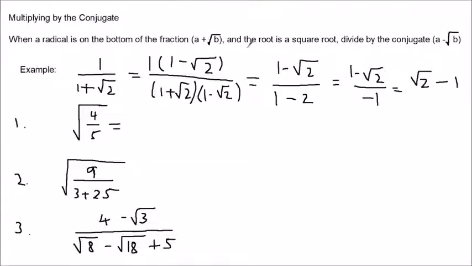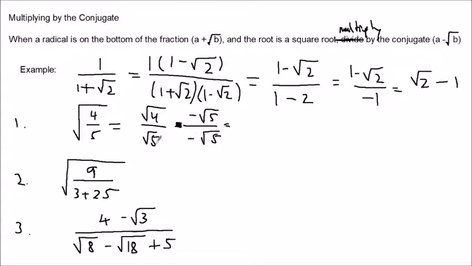Multiply the conjugate. So when a radical is on the bottom of the fraction and the root's a square root, you have to multiply, not divide, multiply by the conjugate, a negative b. So the square root is the one that has the sign flipped. So for example, in this equation, square root of 4 over 5 is square root of 4 over square root of 5. Technically, you don't need to flip the sign, but for education's sake, let's flip the sign, right? Negative square root of 5, negative square root of 5.